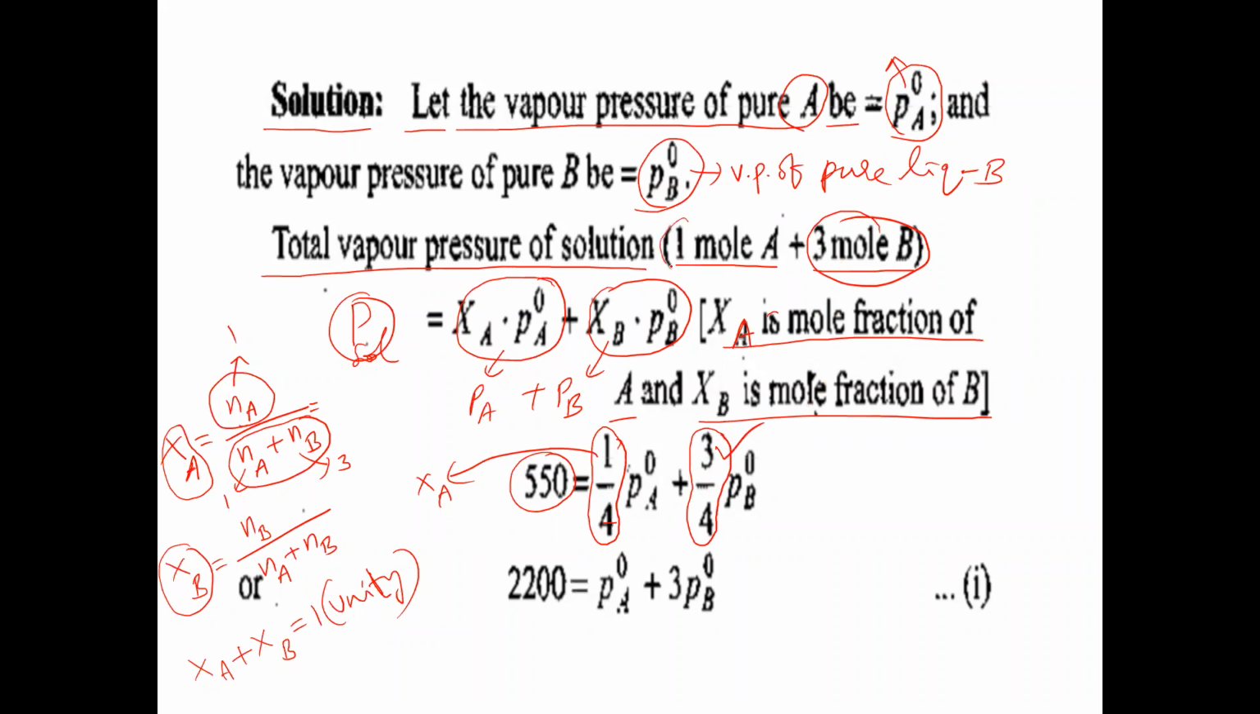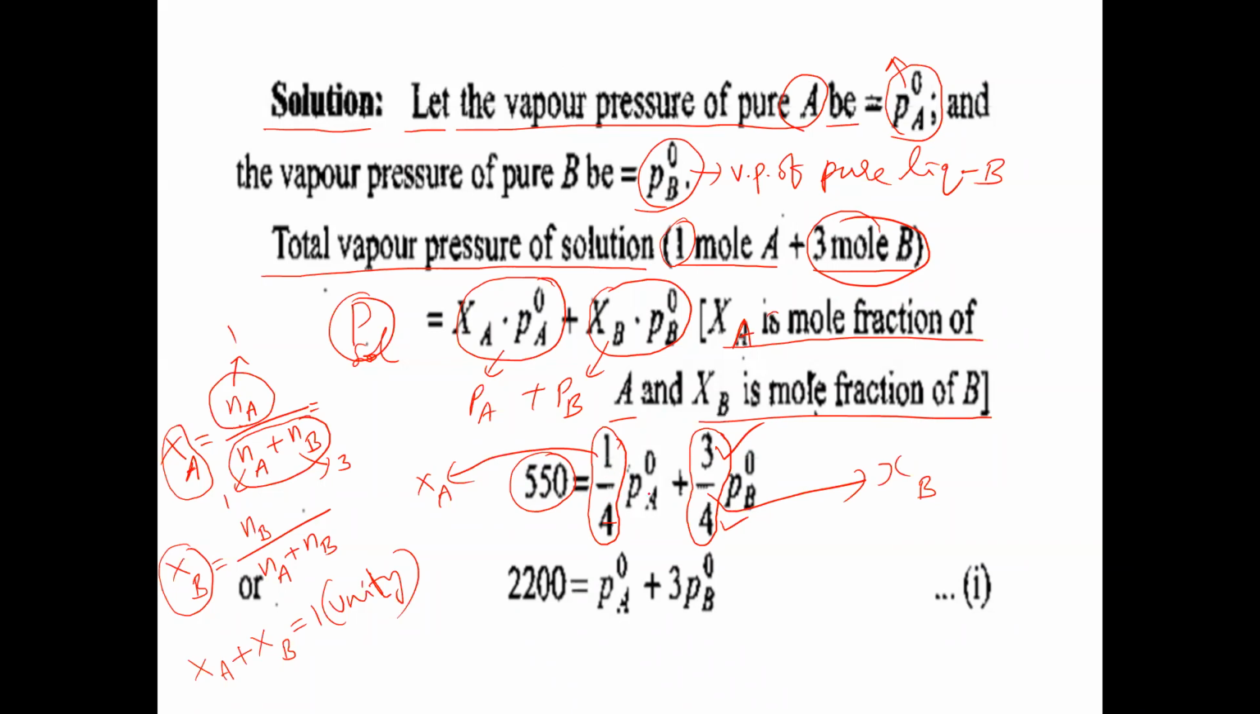3 plus 1, totally 4. Here, 3 by 4 is the mole fraction of B, so the mole fraction of B is equal to 3 by 4. The mole fraction of A is given as 1 by 4.